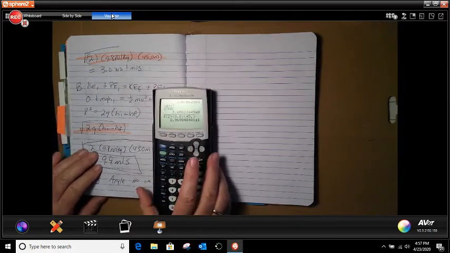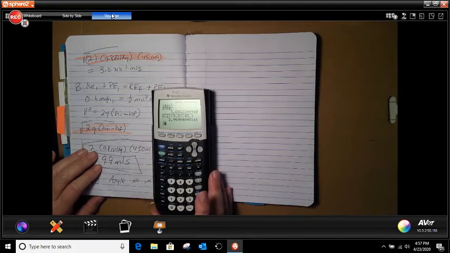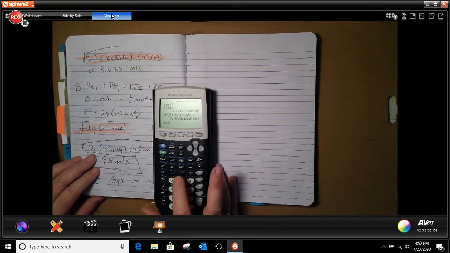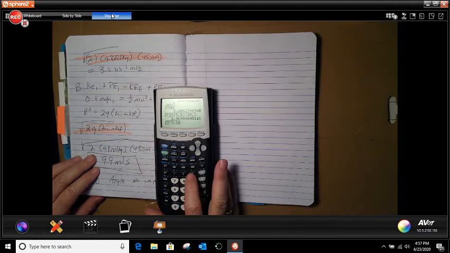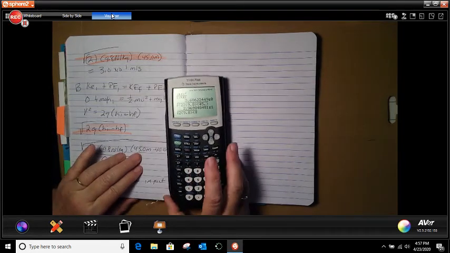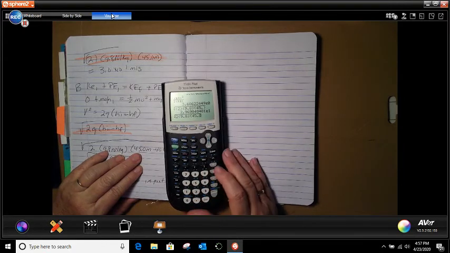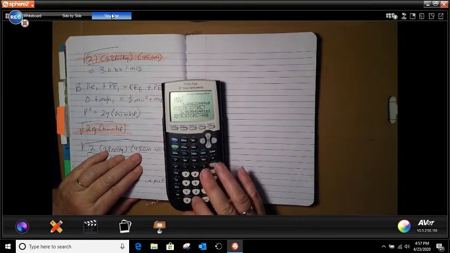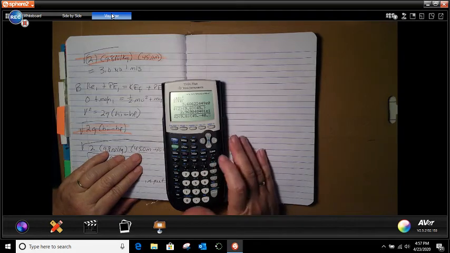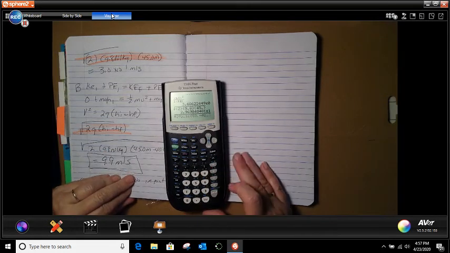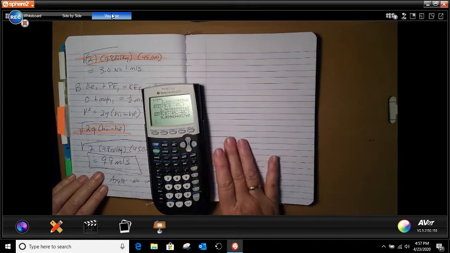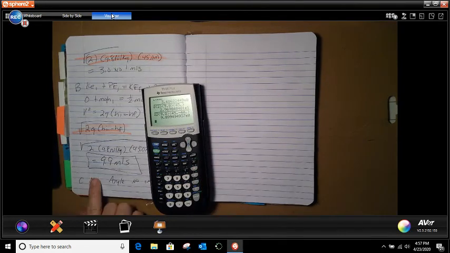So we're going to do our square root again, which is our second x squared, 2 open bracket 9.8, close bracket, and now we're going to take our hill initial, which is 45 meters, and we're going to subtract that by 40 meters because that's our final one. We're going to close our bracket, and then hit enter, and you should get 9.899, which I rounded up to 9.9 meters per second.